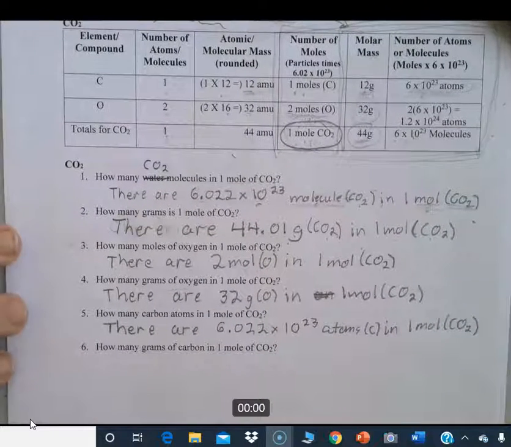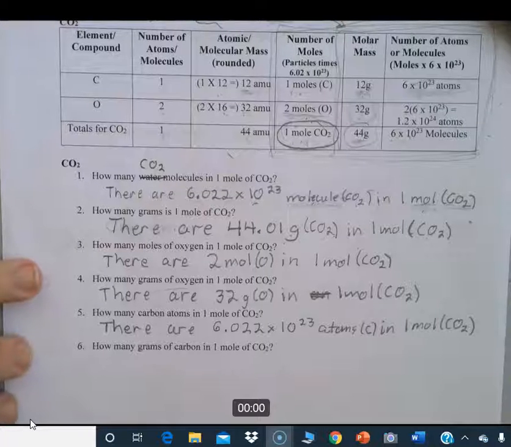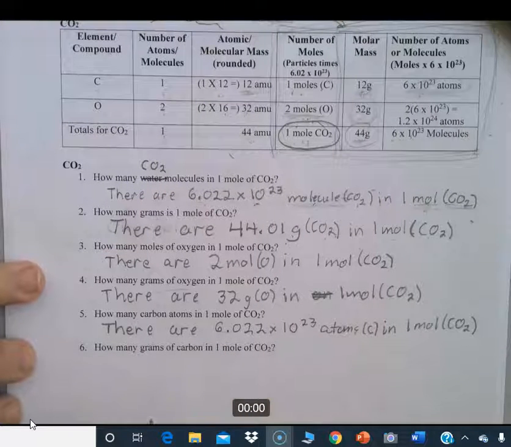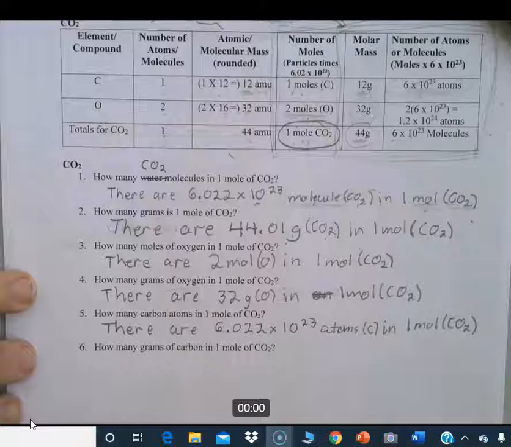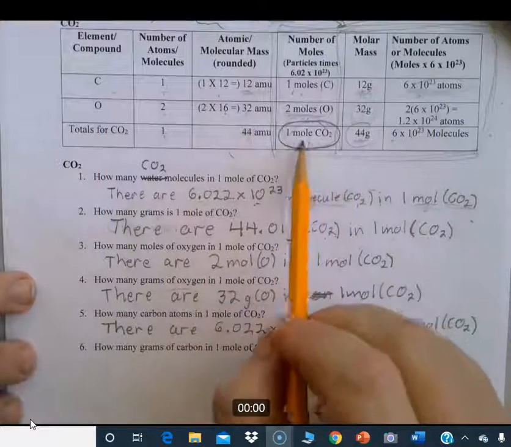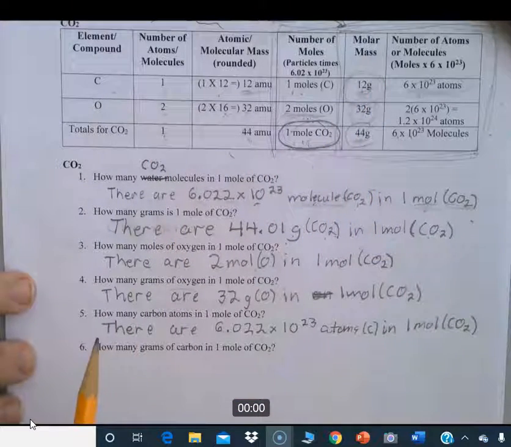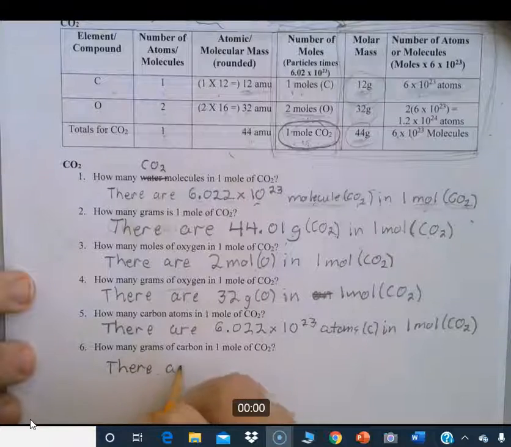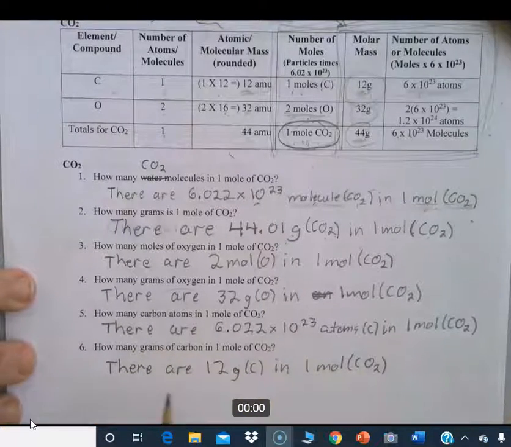Okay, so there are 6.022 times 10 to the 23rd atoms of carbon, that's a mole, in 1 mole of CO2. So just so we don't have to keep saying 6.022 times, you just say there's 1 mole of carbon in 1 mole of CO2. 1 and 1. Okay, finally, how many grams of carbon in 1 mole of CO2? Again, we go to carbon. Everything here is referenced to 1 mole of CO2. So there you go. That's how many grams of carbon there would be in 1 mole of CO2. Okay, so there are 12 grams of carbon in 1 mole of CO2.